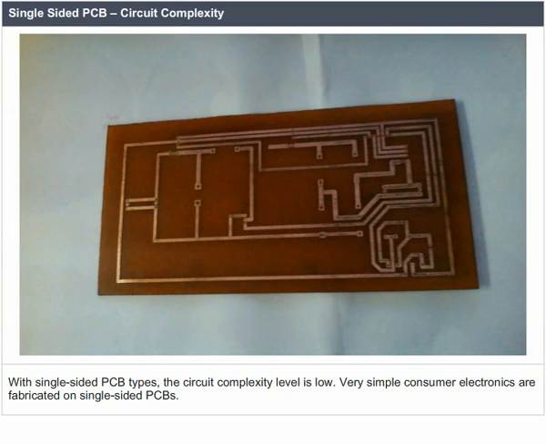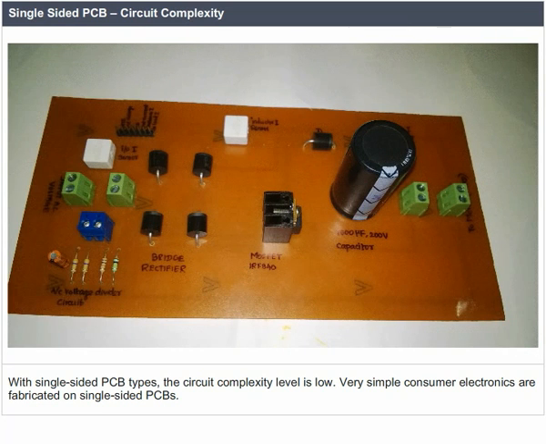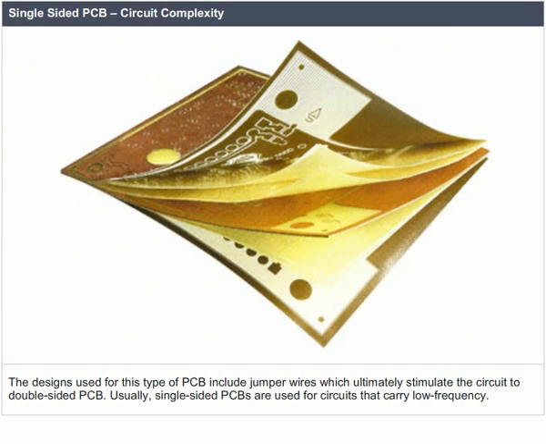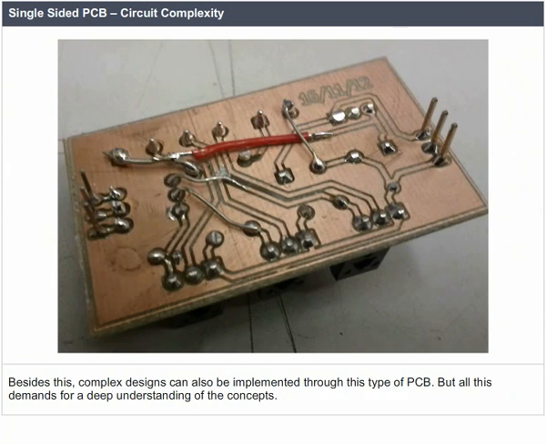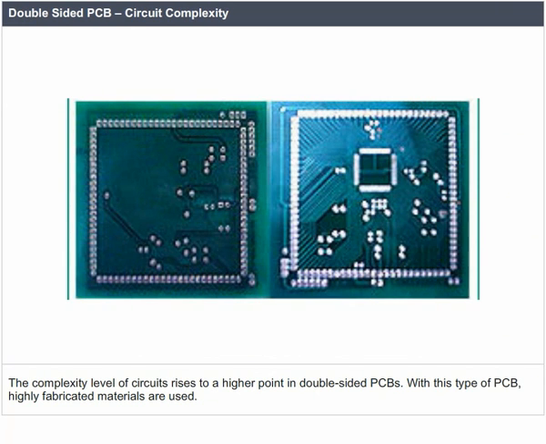Single-sided PCB circuit complexity. With single-sided PCB types, the circuit complexity level is low. Very simple consumer electronics are fabricated on single-sided PCBs. The designs used for this type of PCB include jumper wires, which ultimately simulate the circuit to double-sided PCB. Usually, single-sided PCBs are used for circuits that carry low frequency. Besides this, complex designs can also be implemented through this type of PCB, but all this demands a deep understanding of the concepts.